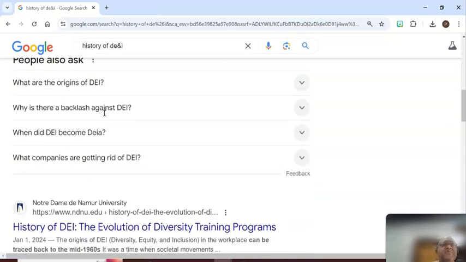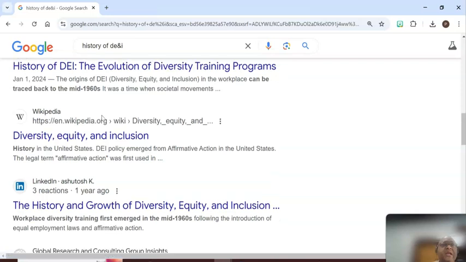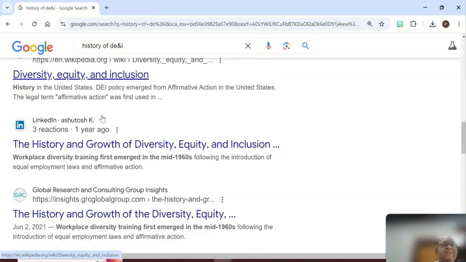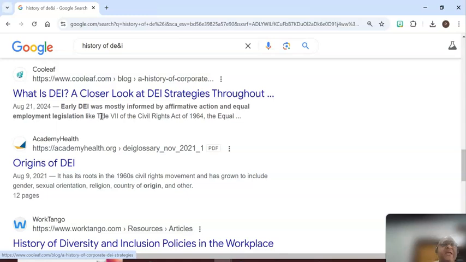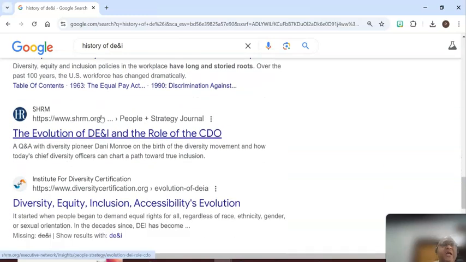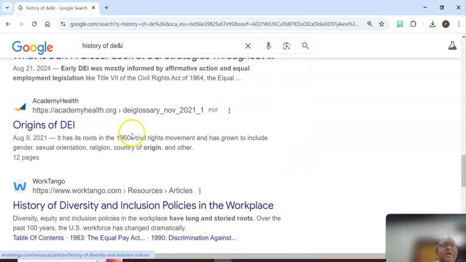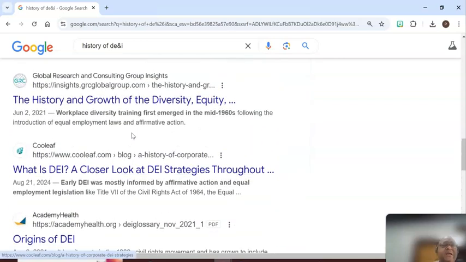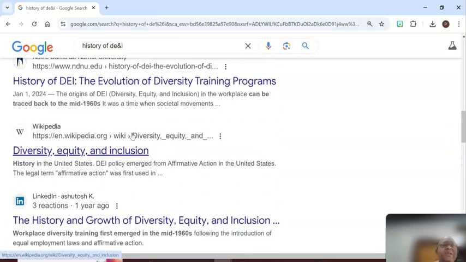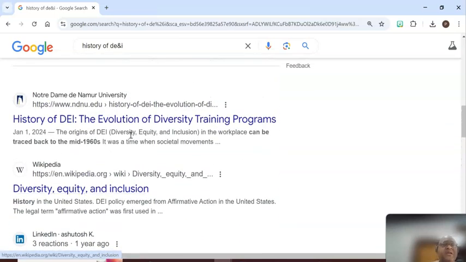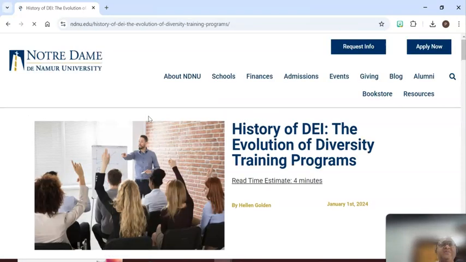So what I want to do is go through here and find one that is going to work for me, that I can read through, that I can get my search terms and get the information that I need about the topic, about the history. So I'm going to use this one right here because this is the one I've used in my other classes. The history of DEI, the evolution of diversity training programs. So I'm going to click on this.